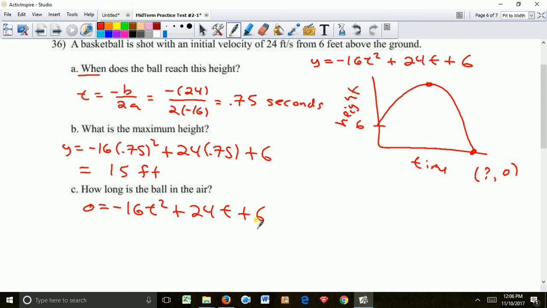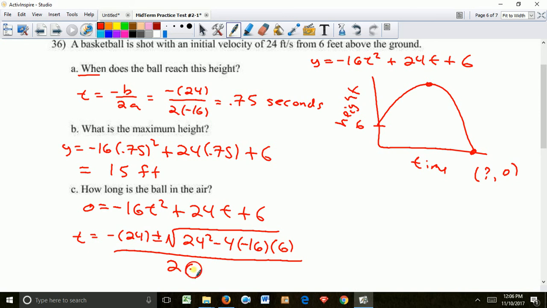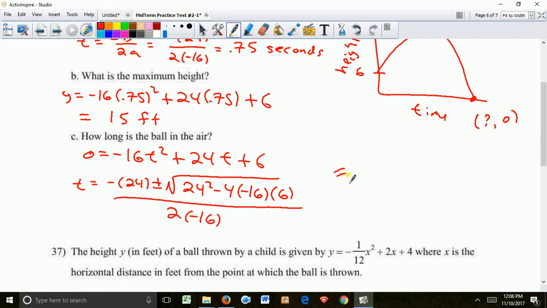Using the quadratic formula, because this one you cannot factor, you're going to get t is equal to the opposite of 24 plus or minus the square root of 24 squared minus 4 times a, which is negative 16, times c, which is 6, all divided by 2 times negative 16. If you were to simplify this, you're going to get negative 24 plus or minus 8 times the square root of 15 divided by negative 32.